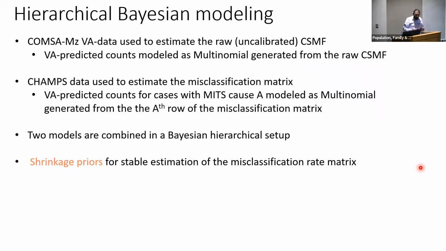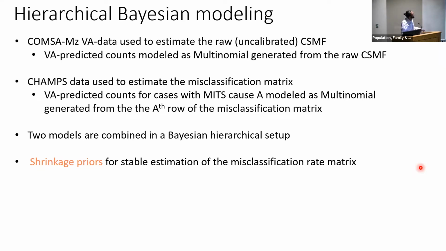Okay. So the hierarchical Bayesian modeling that we do, we have two pieces of information. We have the larger data set from COMSA Mozambique, which has only the VA data and no other gold standard cause of death data. So we model the VA predicted counts as a multinomial distribution with the generating probability to be the raw CSMF that we get from the VA. So the VA predicted counts will be biased. So we are modeling them to be multinomial generated from the biased, or the raw, CSMF.